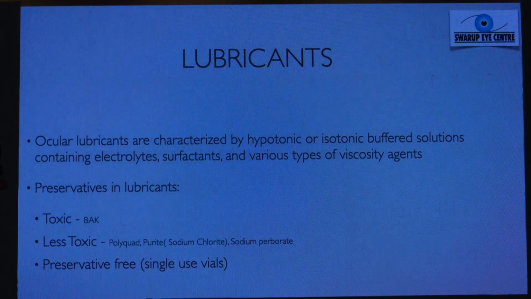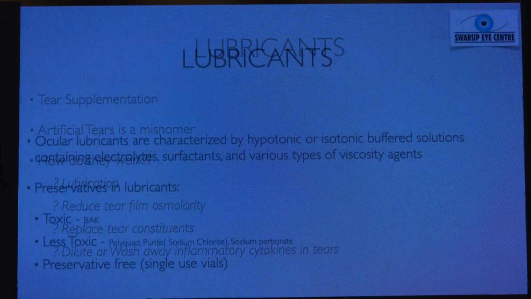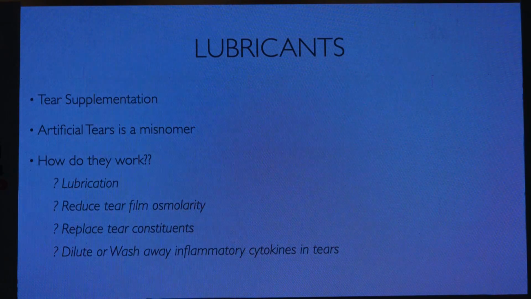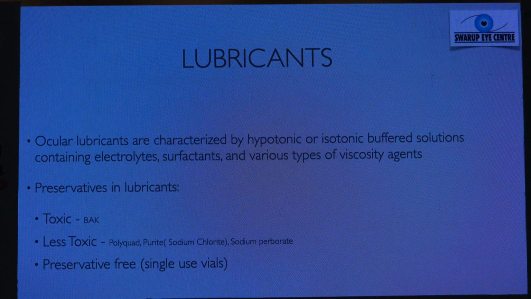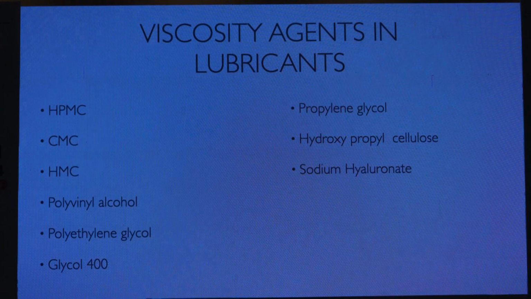So when we talk about lubricants, some of the things we want to look for in a lubricant is what type of preservative they have. So when you're looking at the preservative, you have toxic preservatives like BAK, you have less toxic like polyquad, Purite and sodium perborate, and preservative free. Obviously preservative free is preferred whenever you need to dose more than 4 times. If it is less than that, then possibly any preserved lubricant can be used, and milder preservatives are definitely preferred.